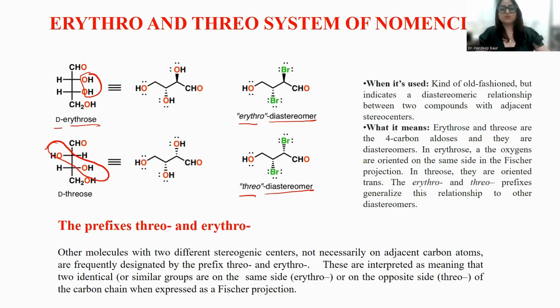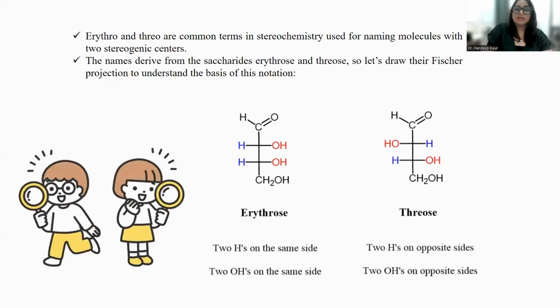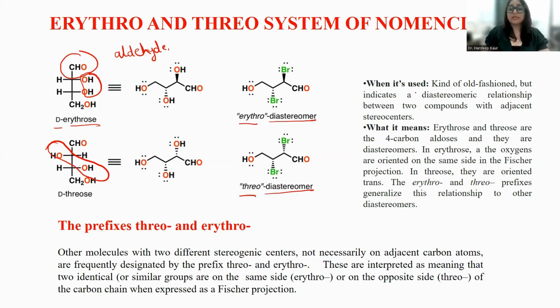And what does it mean basically? Erythrose and threose are four-carbon aldoses, where an aldose has an aldehyde group. So we are saying that they are four-carbon aldoses and they are diastereomers. In erythrose, the oxygens are oriented on the same side in the Fischer projection. And in threose, they are oriented on opposite sides.